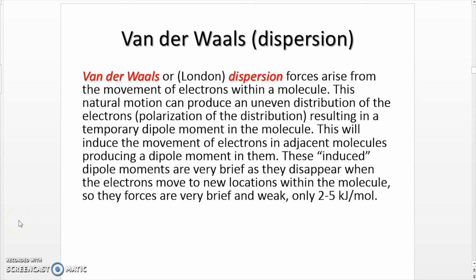So the weakest of the intermolecular forces are van der Waals forces, and it arises from a movement of electrons within a molecule to create a dipole moment in adjacent molecules. They're very brief. They disappear when the electrons continue to move throughout the molecule, and in comparison to hydrogen bonding, they're only 2 to 5 kilojoules per mole.